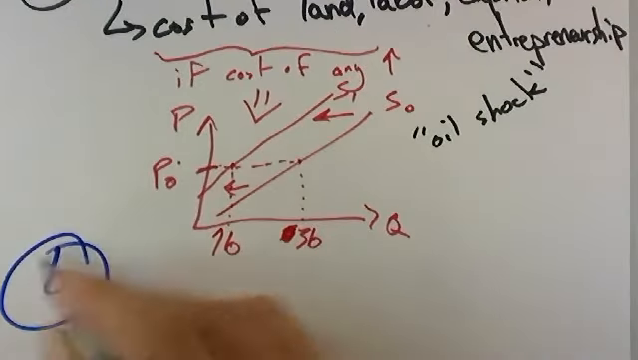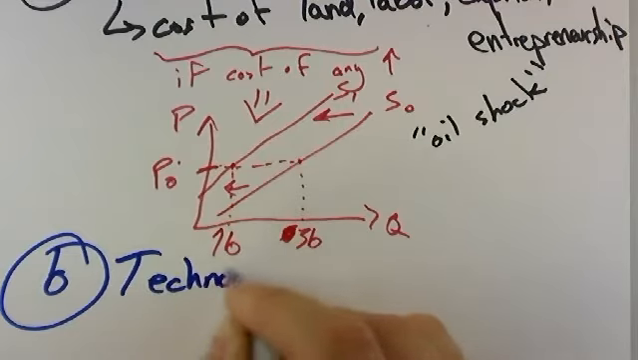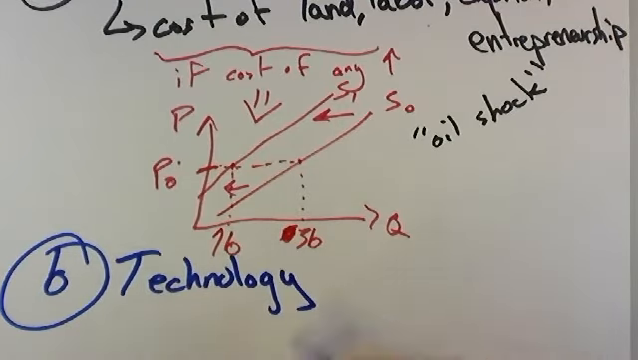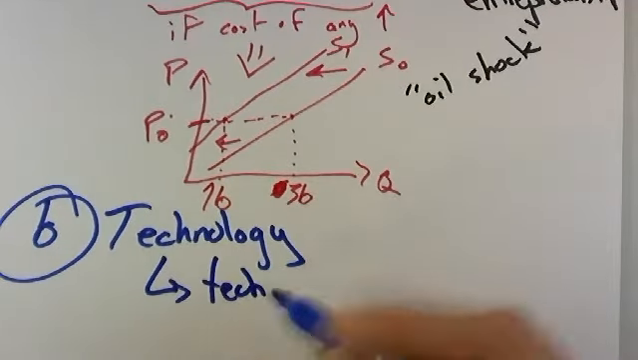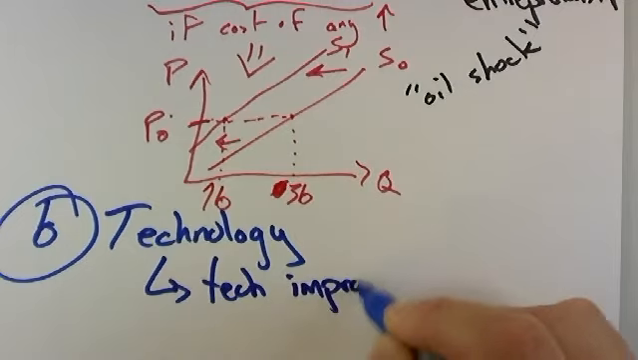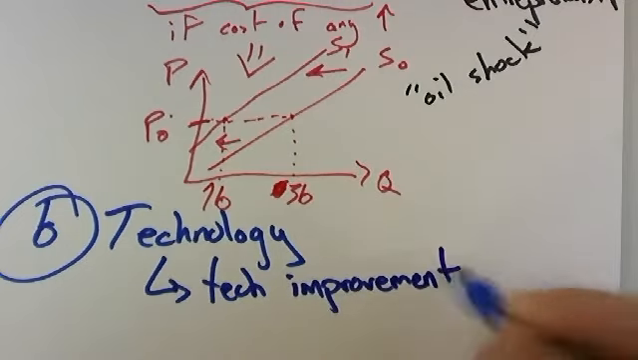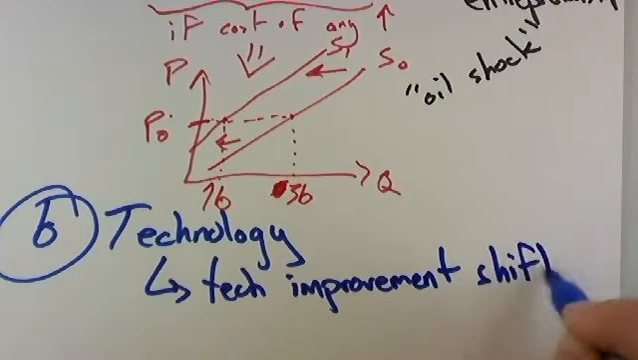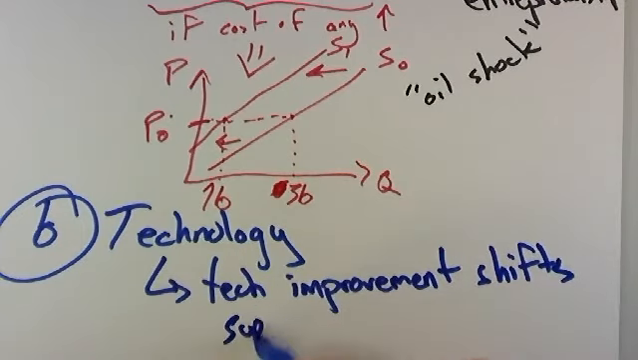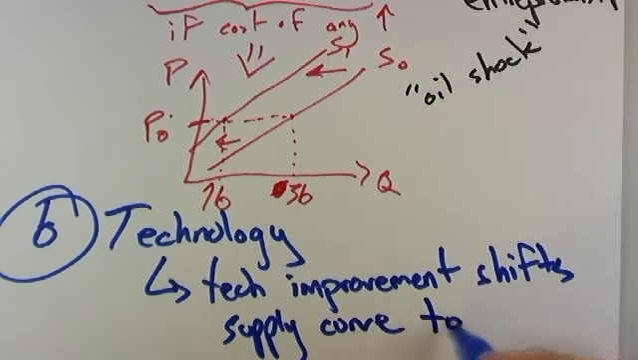Technology. So essentially how you put the land, labor, capital all together, right? So technological improvement shifts the supply curve to the right.